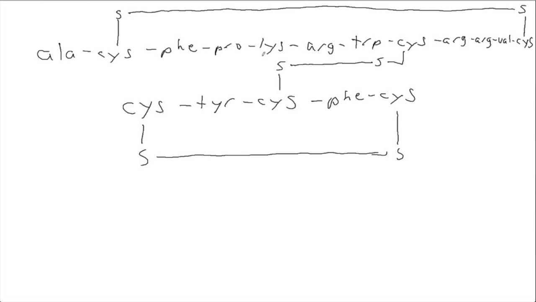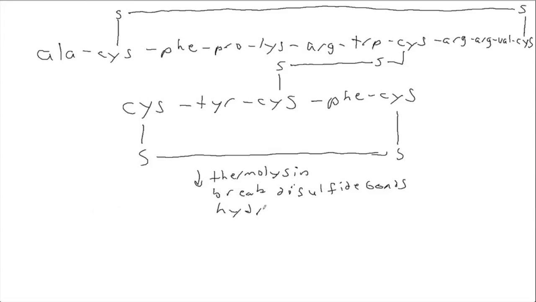let's say that we digest this with thermolysin, and then we hydrolyze it, and then we break the disulfide bonds and then we hydrolyze it. So first of all, where would thermolysin cleave?